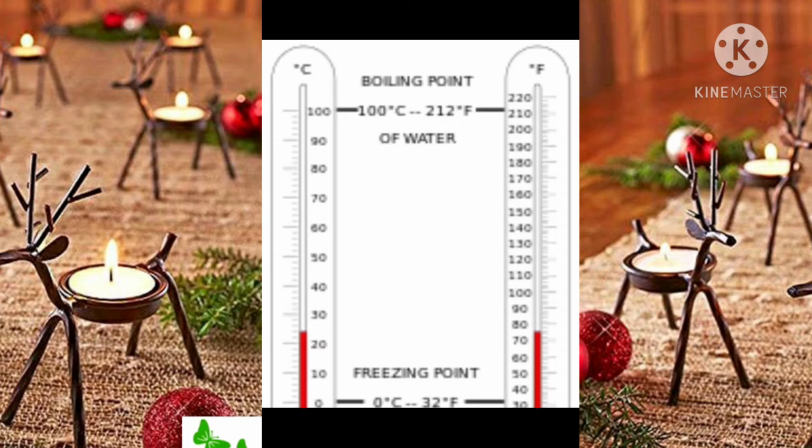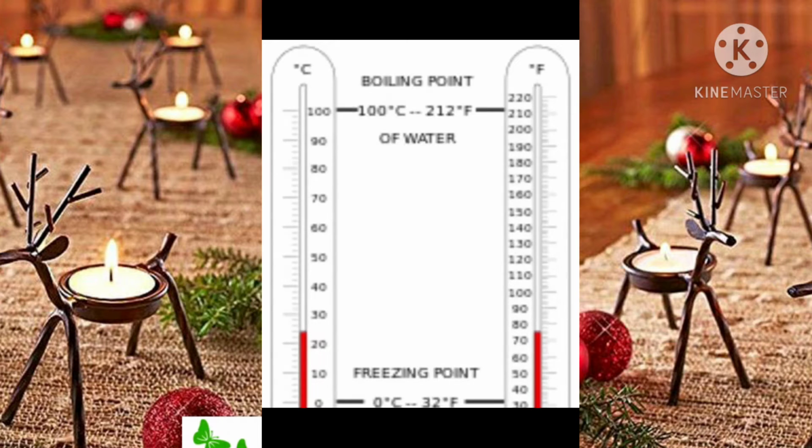Here is a thermometer indicating two types of degrees. One is degree Celsius and the other is degree Fahrenheit. Degree Celsius is denoted by a dot and C, and degree Fahrenheit is shown by a dot and F. We know that the boiling point of water is 100 degrees Celsius.